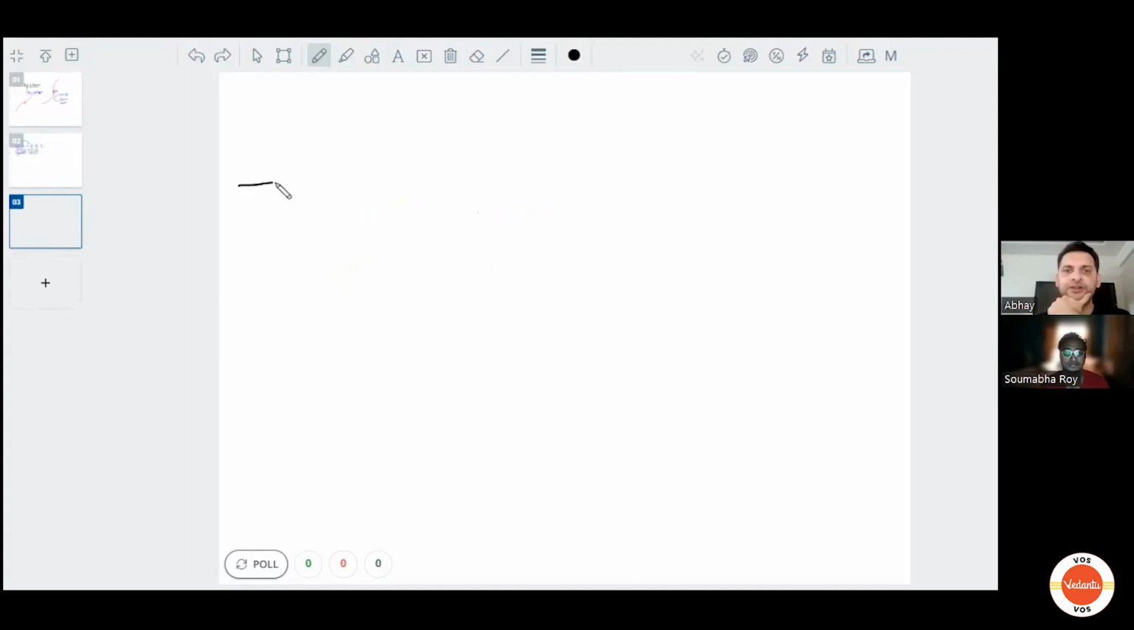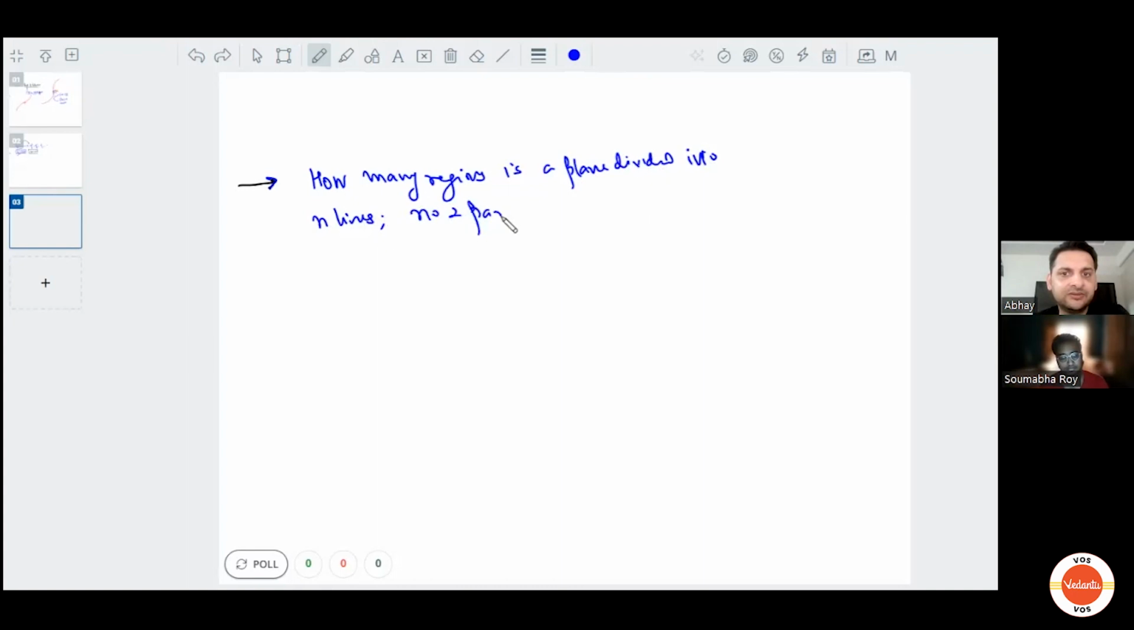Okay, coming on to combinatorics, how many regions is a plane divided into if there are, let's say, n lines, no two parallel, no three concurrent?